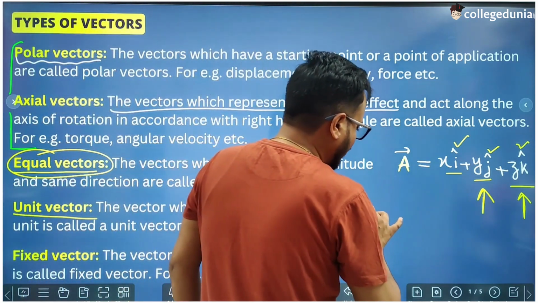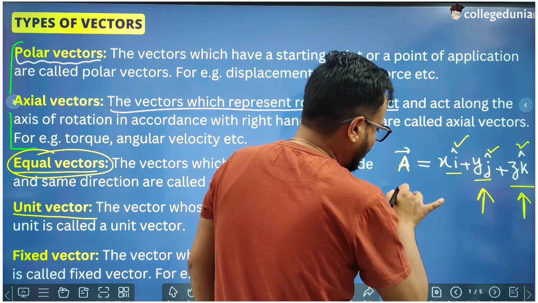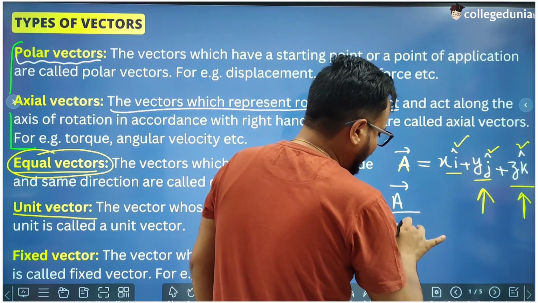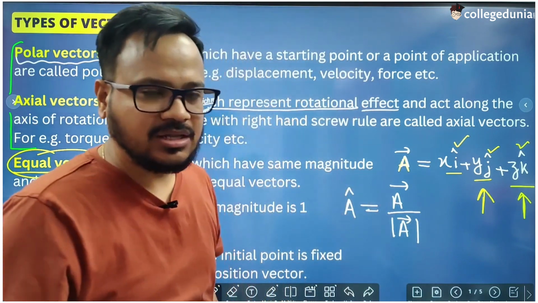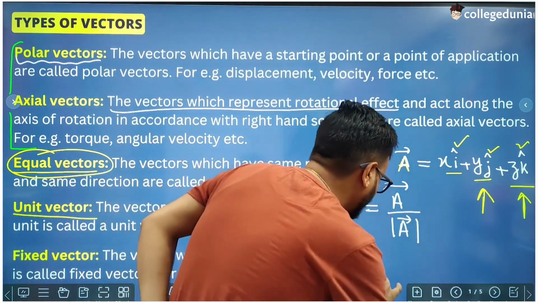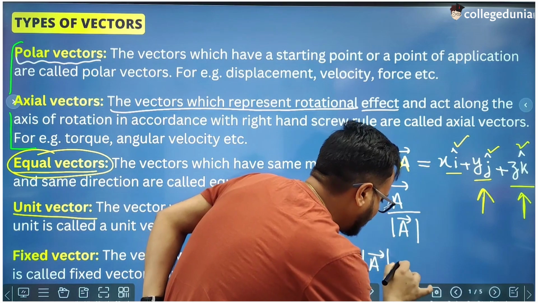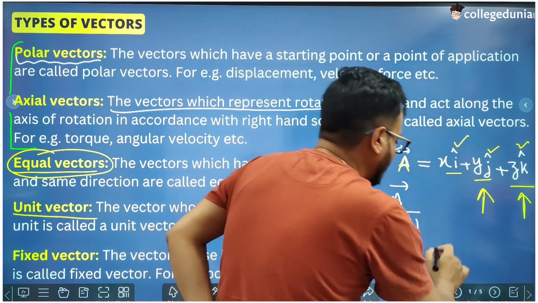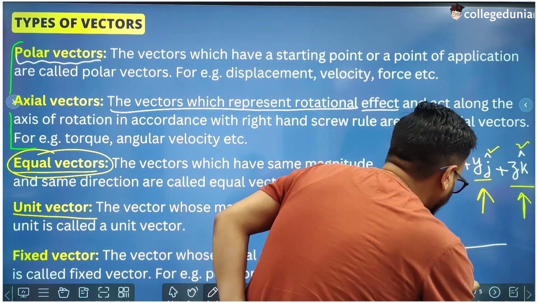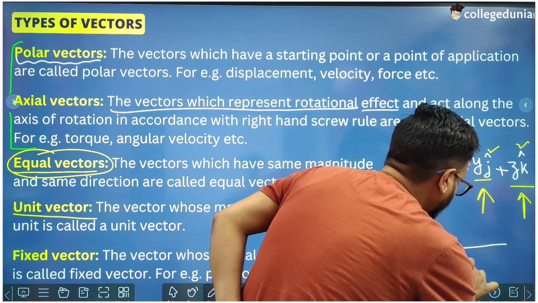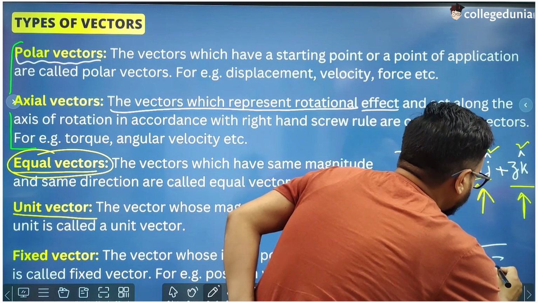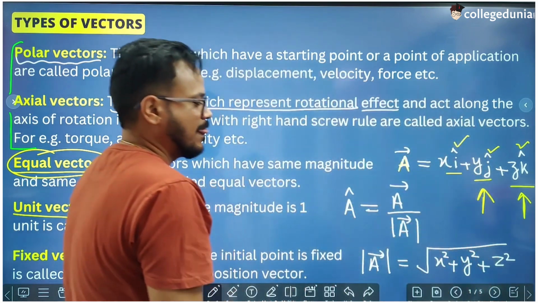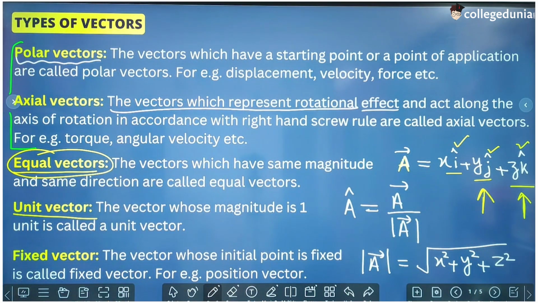So you can find unit vector by dividing any vector by its magnitude, and you all must be knowing that the magnitude of a vector is nothing but under root the square of coefficient of i plus square of coefficient of j plus square of coefficient of k, right? So this is the unit vector.